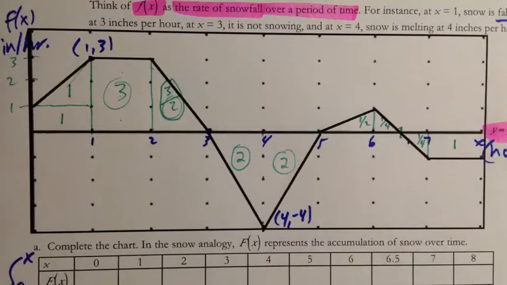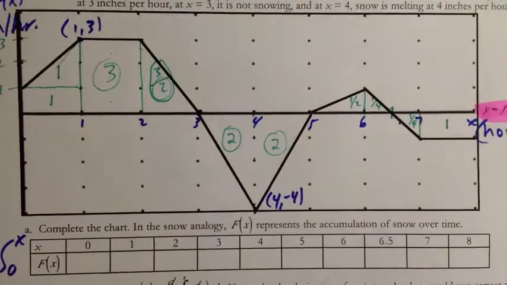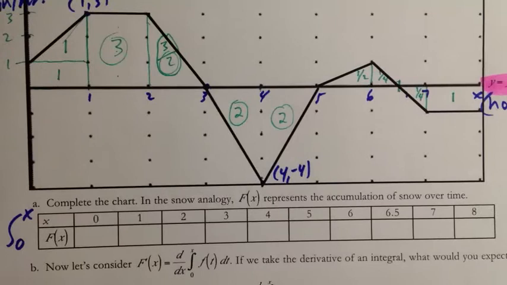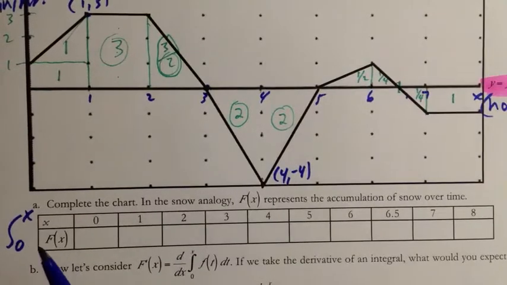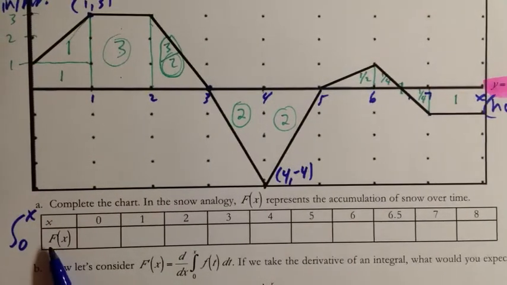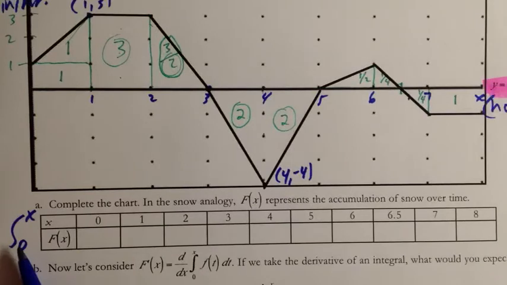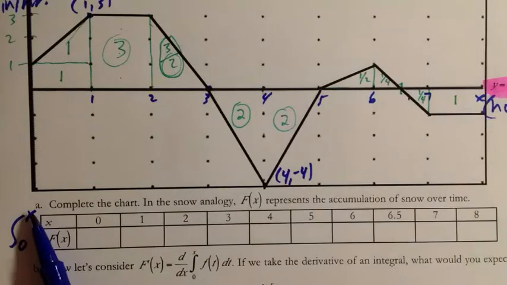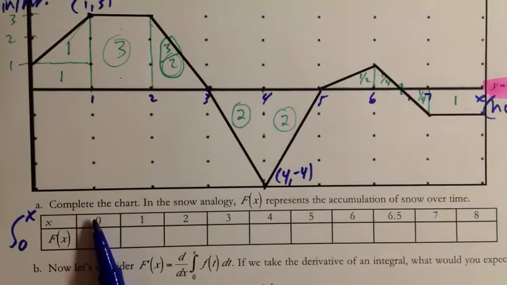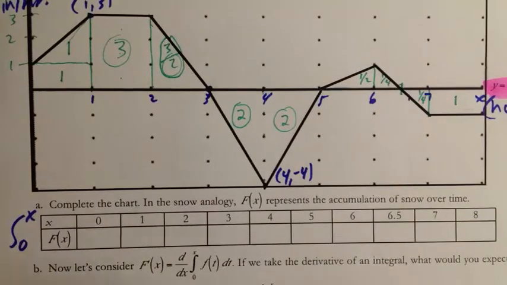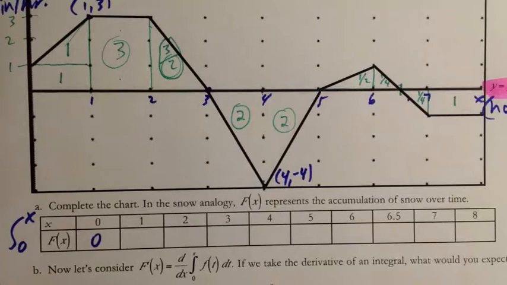Now we can go ahead and start filling out the chart. Okay, let's scoot that up right to there. Remember that capital F of x represents the integral from 0 to x. So when x is equal to 0, we have the integral from 0 to 0, and we know that that is 0. When the upper and lower limits are the same, the integral has a value of 0.